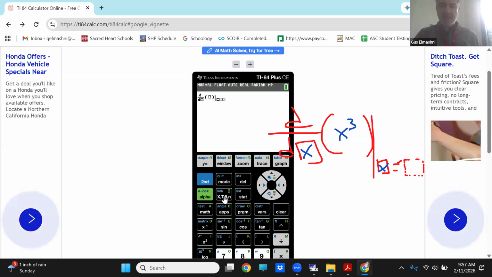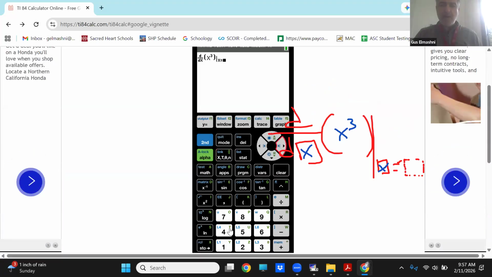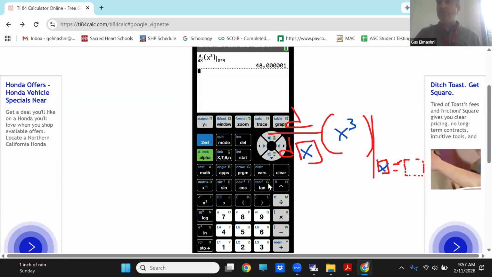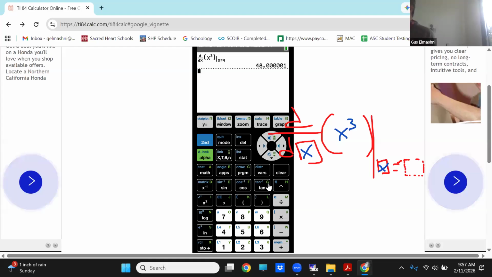So I'm going to do d/dx of x raised to the third power. And I know the derivative is 3x squared, so if I plug in 4, I should get 48. And I get 48. However, it doesn't give me 48 straight up. It gives me 48.000000001. What do you think is happening? Does anyone know?